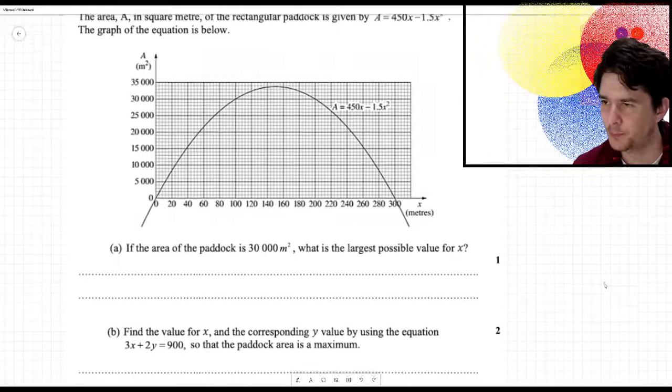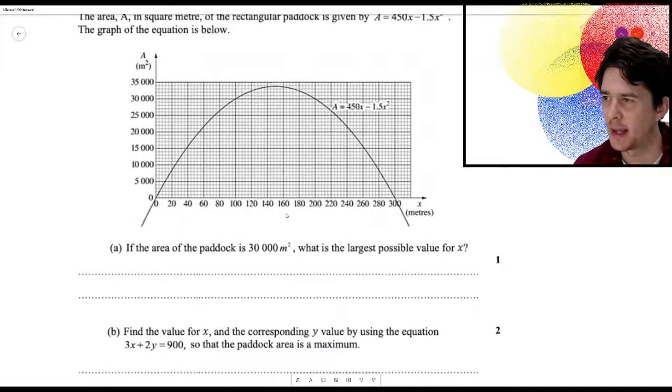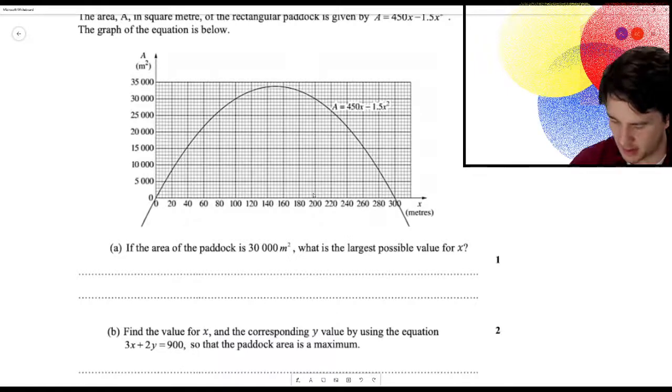So you didn't ask for help with A, but I'll just say it real quick. If the area is 30,000 meters squared, then X is going to be 200.